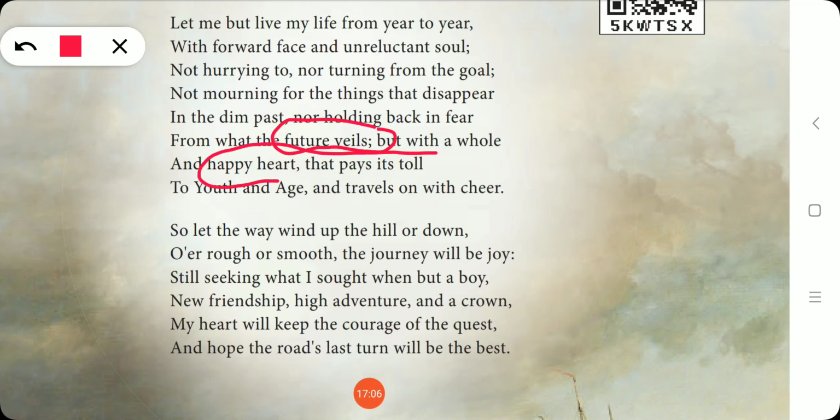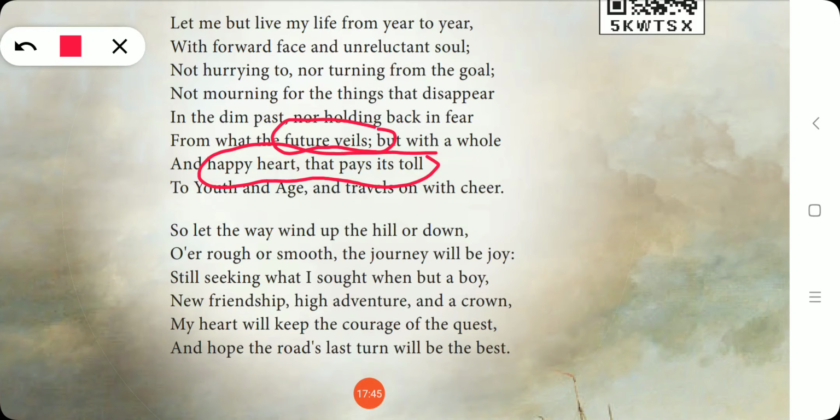Unhappy heart that pays its toll to youth and age. Okay, happy heart that pays its toll. So here that refers to the happy heart. Can a heart pay anything? Does a heart have the capacity to pay anything, whether it will give us money or bribe or gold, whatever it is? No. Right? Who can pay? Only human beings can pay. So here the heart is personified as having the human ability of paying. So this is also an example of personification.